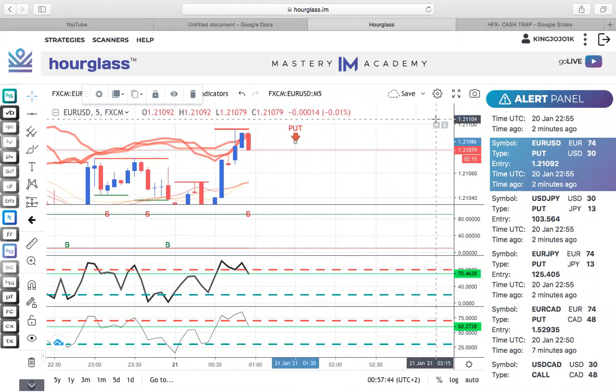Waiting for everything to cross. Still got to be patient. We got about 2 minutes. Remember, if you're trading on a 5-minute time frame, we're going for 3-minute trades. We're waiting for these to cross.